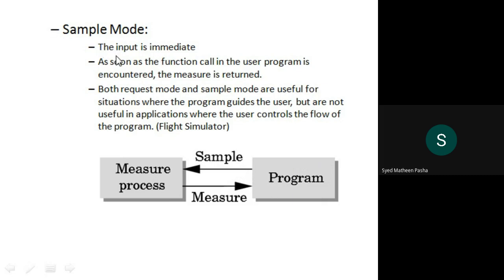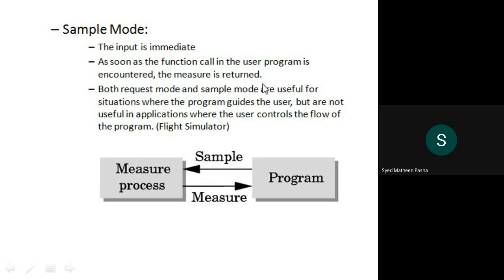In sample mode, the input is immediate. That is, whatever input the measure gives to the program is given immediately. There is no waiting process there. As soon as the function call in the user program is encountered, the measure is returned. Basically we use function calls in the program. If such function calls are encountered, the output of the program is written for that particular application.